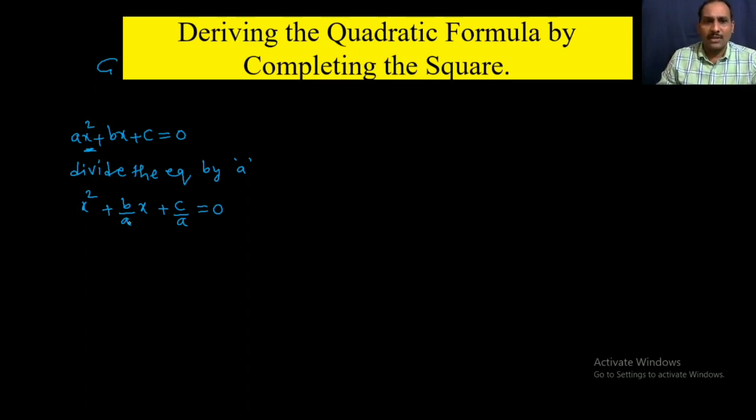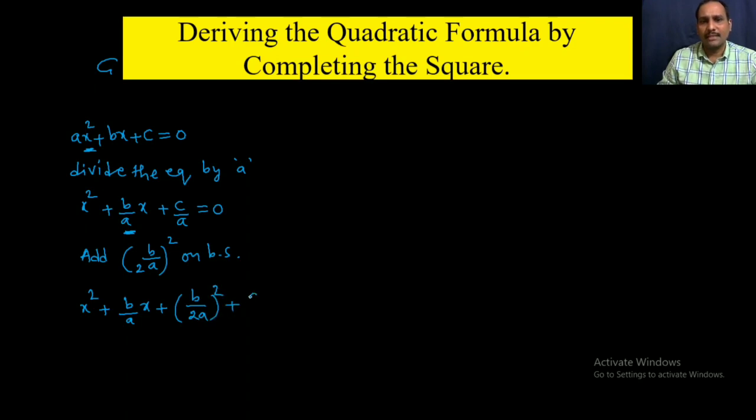on both sides. So what is the coefficient of x here? b by a. So half of b by a we have to take and square it. So that is, add half of b by a, which is b by 2a, whole square on both sides. So you will get x square plus b by a into x plus b by 2a whole square plus c by a is equal to b by 2a whole square.